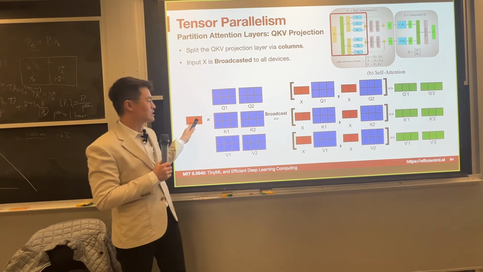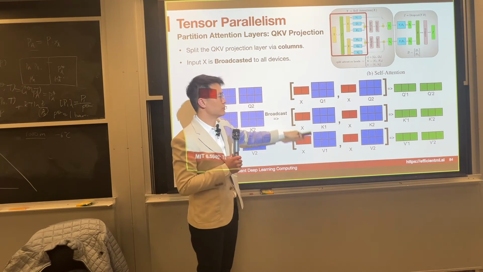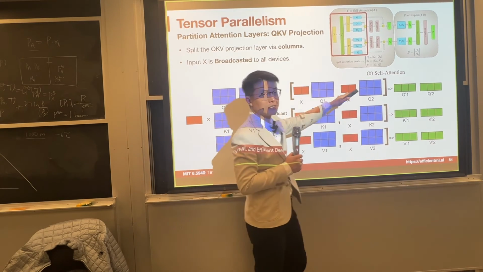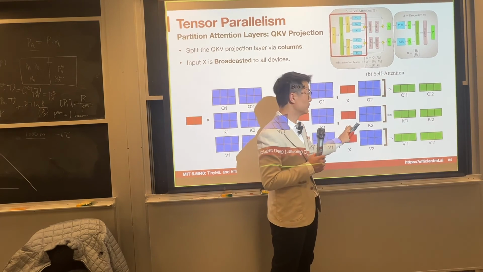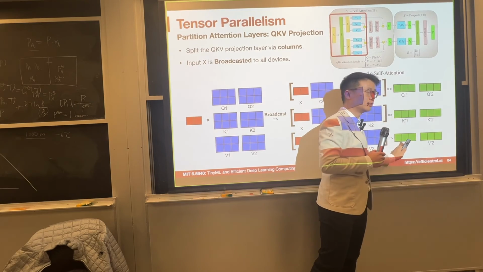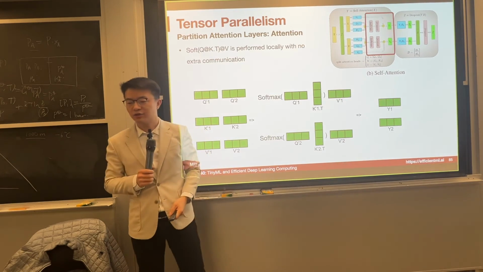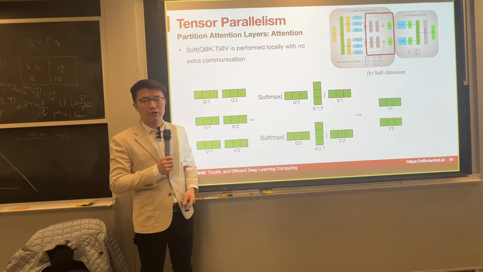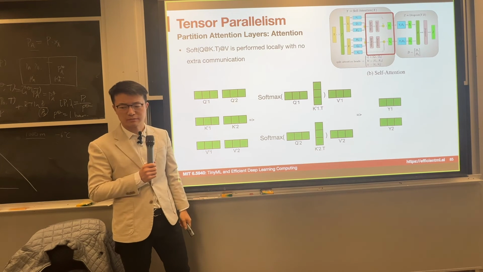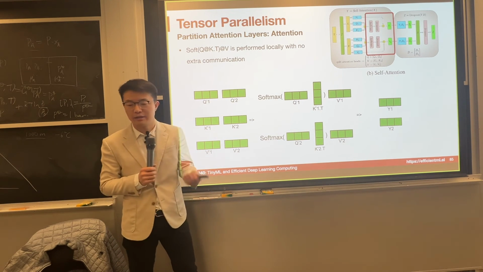We broadcast the input into 2 GPUs and calculate the QKV projection for head 1. And this is the QKV projection for head 2. And then we get the projected QKV for head 1 on GPU 1, head 2 on GPU 2. And after that, we are going to do the QK transpose times V, which is the attention mechanism. So each head is done independently.